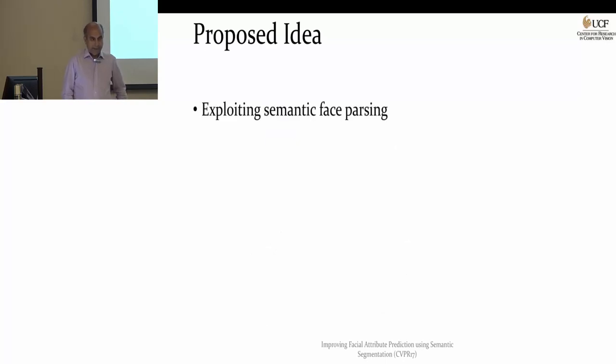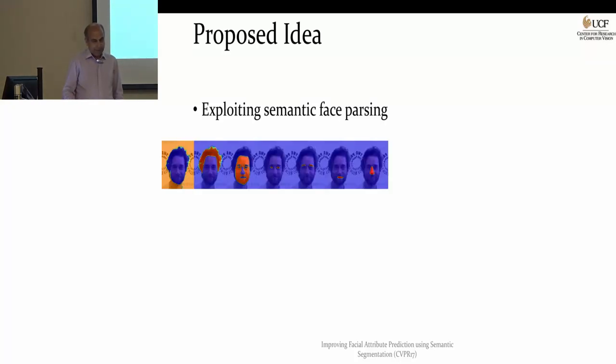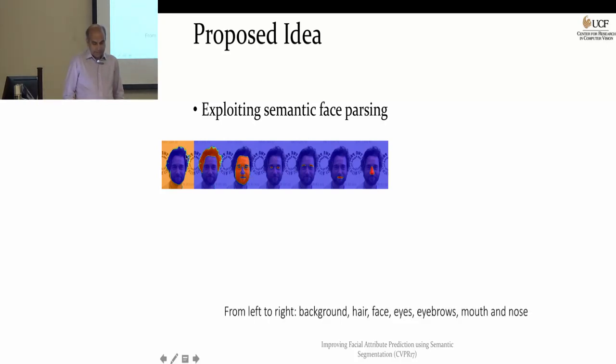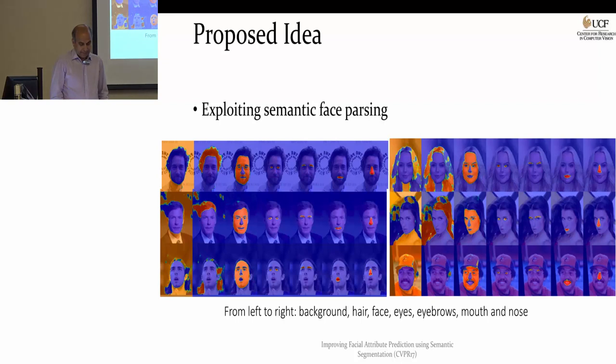So the idea in this problem is that we want to exploit the semantic segmentation of the face. Suppose this is a face, then the first one is the background, then this is the hair, then this is the face, the eyes, eyebrows, mouth, nose, and so on. There are different parts of the face, and that will help us come up with face attributes. These are different examples of this.